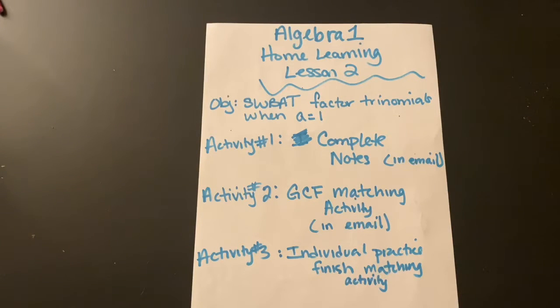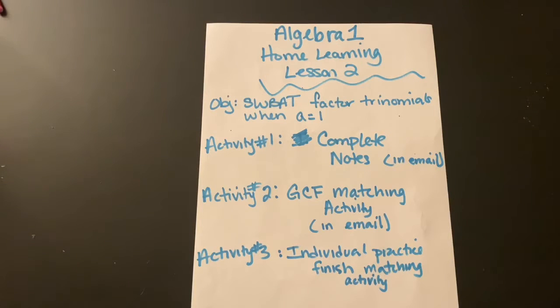Today's objective is hopefully students will be able to factor trinomials when A equals 1. We're going to have 3 activities. Activity 1 is to complete the notes. The notes were sent to you in your emails. If you have not yet, please do print out your notes.